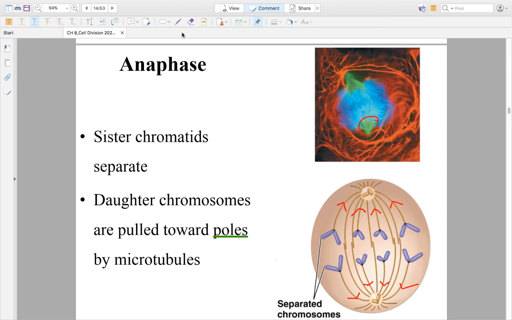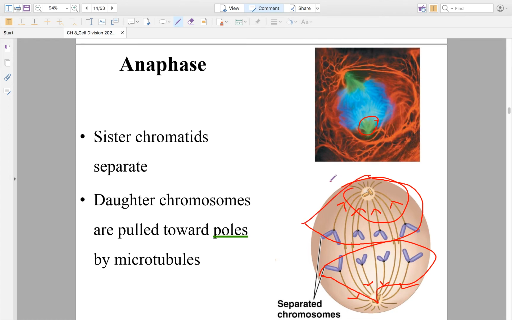One will move to this side, okay? And one set will all move to this side. So I guess we can grab all of these. They're all going to go this way.